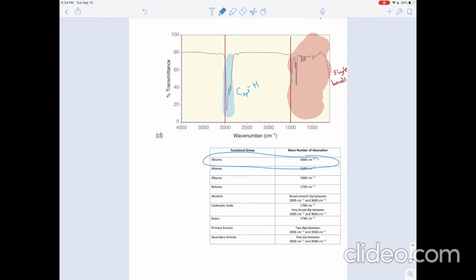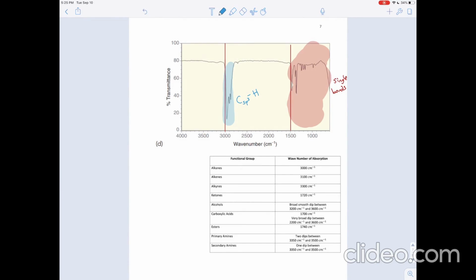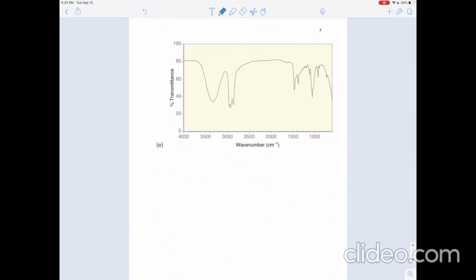So here we don't have the absorption for an alcohol, which would have been a smooth peak between 3600 and 3200. And we also don't have the peaks that we would see for a carboxylic acid, the one at 1700 and the broad one from 2200 to 3600. So this is neither an alcohol nor a carboxylic acid. How about this one?